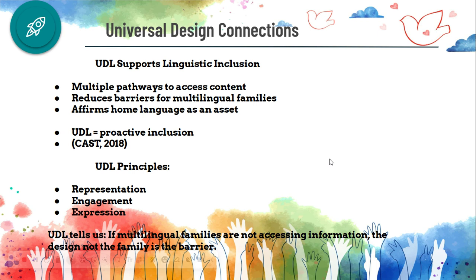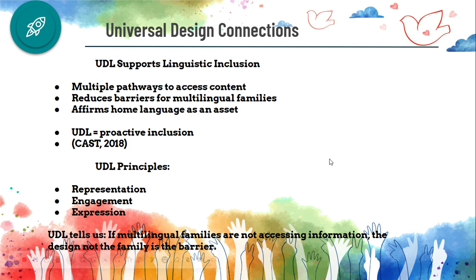Universal Design connections. UDL is essential when addressing language barriers. UDL teaches us to design environments where barriers are removed before they occur, from CAST 2018. There are three core UDL principles that directly support multilingual inclusion. Number one, multiple means of representation. Information should be presented in different ways.